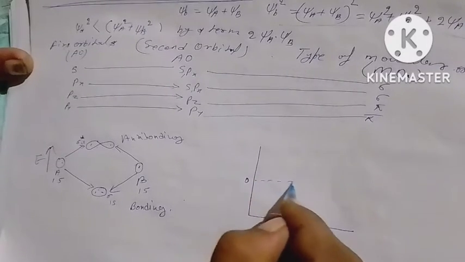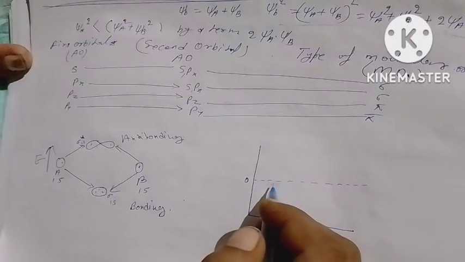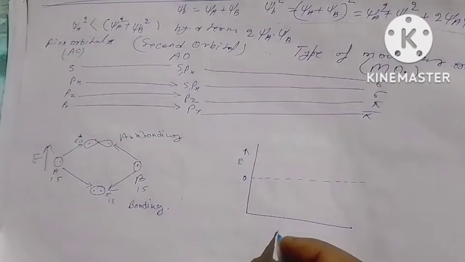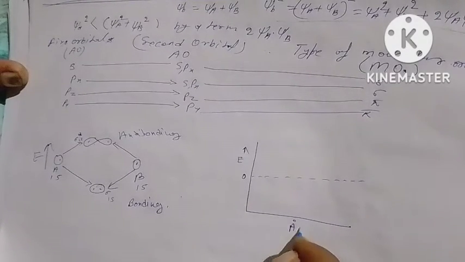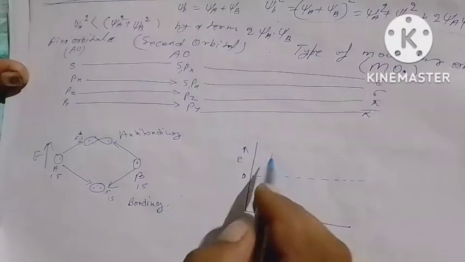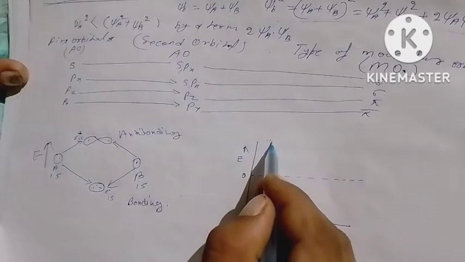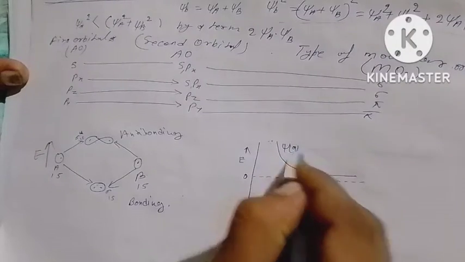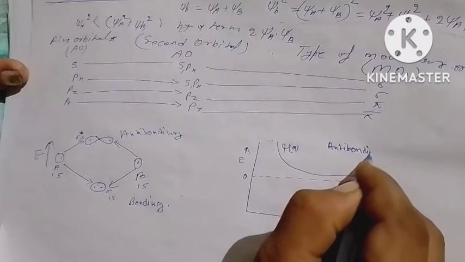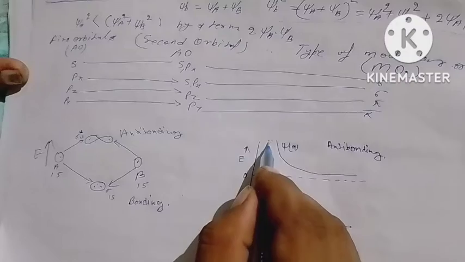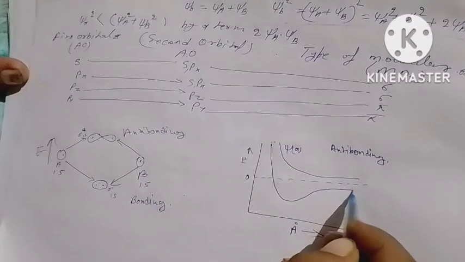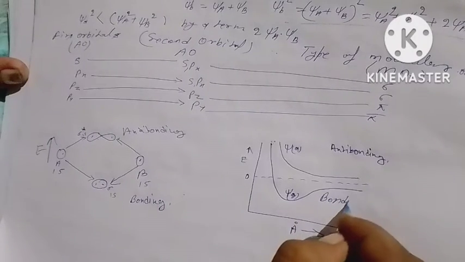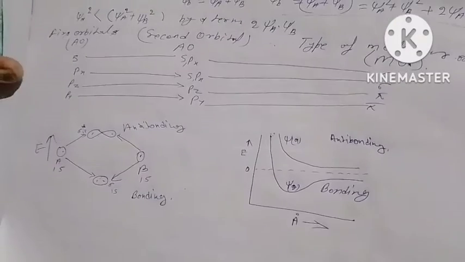This is the origin point, the null point, and the graph is: this is energy, and this is distance in angstrom. And anti-bonding psi A. This is psi A anti-bonding, and this is psi G, bonding. This is anti-bonding and this is bonding.